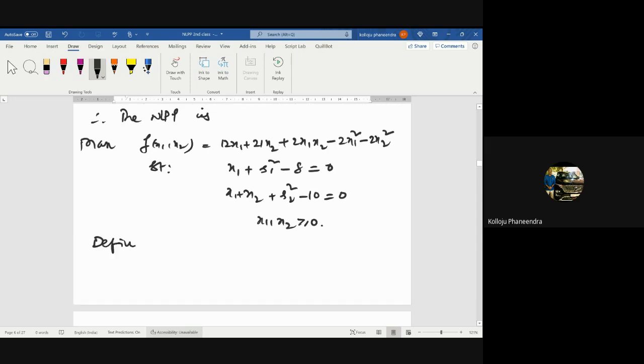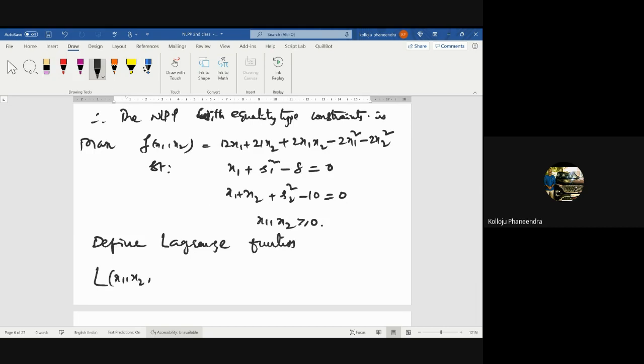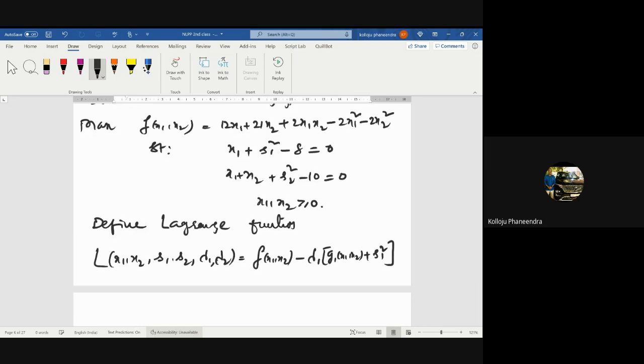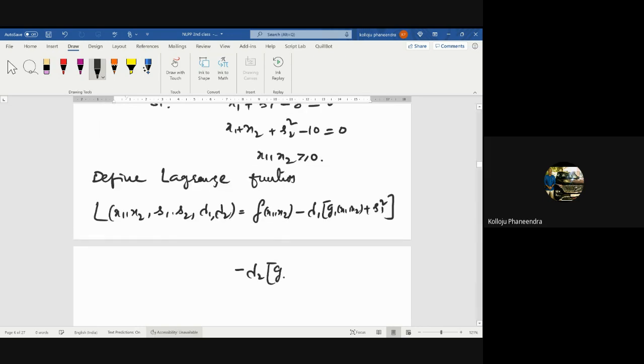Now we have the NLPP with equality type constraints. Now define Lagrange's function. L of variables x1 x2, and the slack variables, which are 2. Since 2 constraints are there, I have 2 Lagrange's multipliers, equal to minus lambda 1 into the first constraint g1 of x1 x2 plus s1 square, minus lambda 2 into g2 of x1 x2 plus s2 square. This is my Lagrange's function.